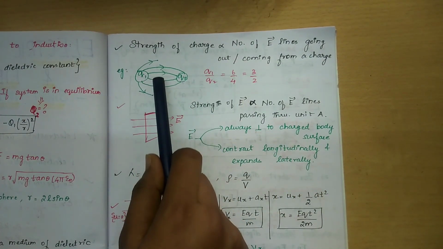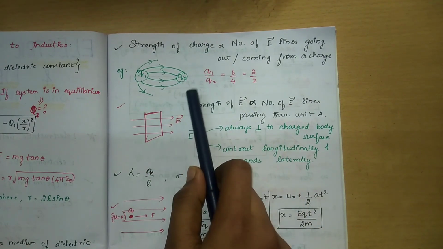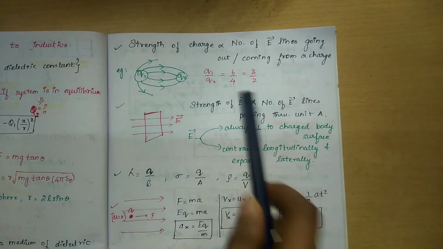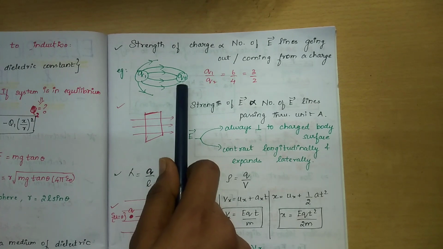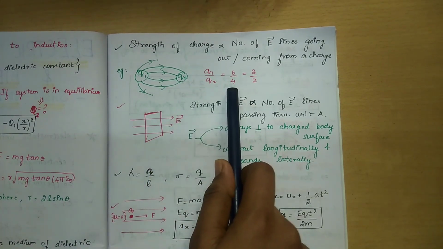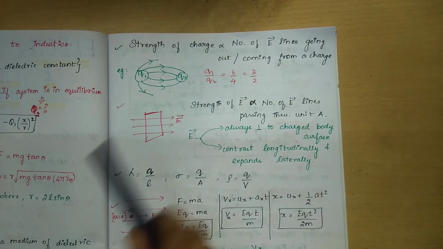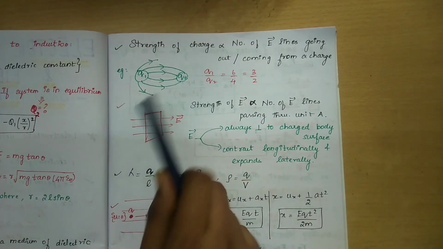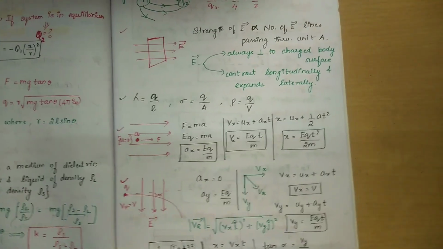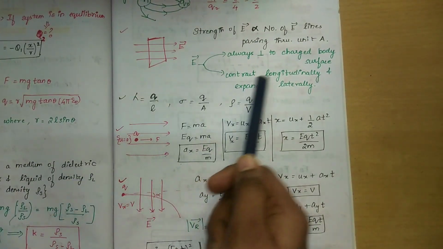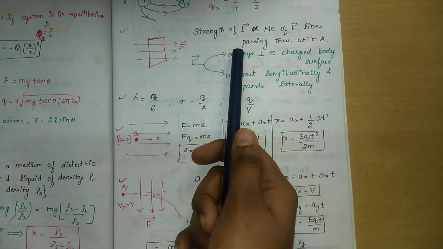So from Q1, 1, 2, 3, 4, 5, 6, six electric field lines are coming out. For Q2, 1, 2, 3, 4, only 4. So their ratio becomes 3 by 2. Q1 has more strength, which is 6. Then it is also represented as the number of electric field lines passing through unit area, and it also gives us the strength of the electric field.